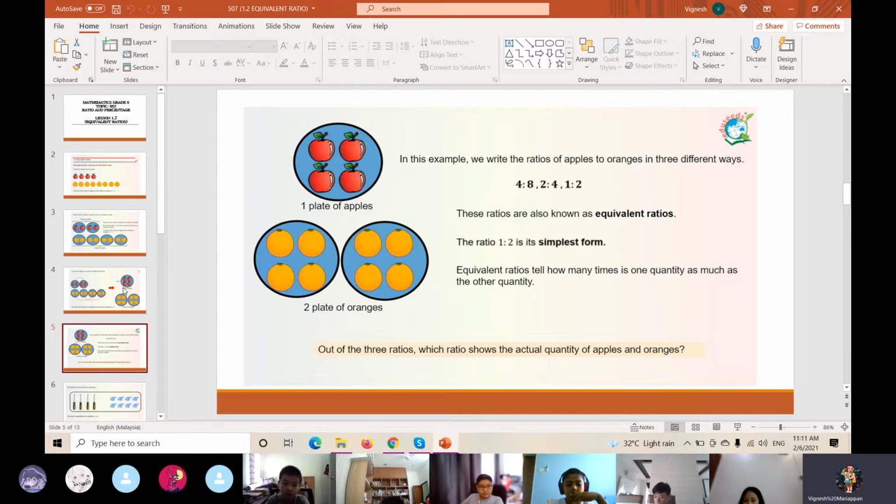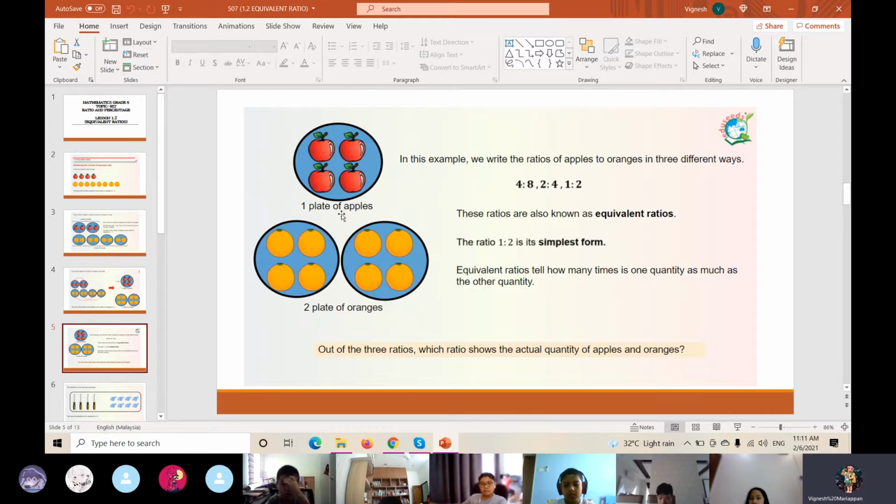Yes, teacher. So these ratios are also known as equivalent ratios. Means all these 3 ratios are equal. But the 1 to 2, can you see the last one? It is the simplest form that we got. Understand or not? Okay. So these ratios, we call it an equivalent ratio.